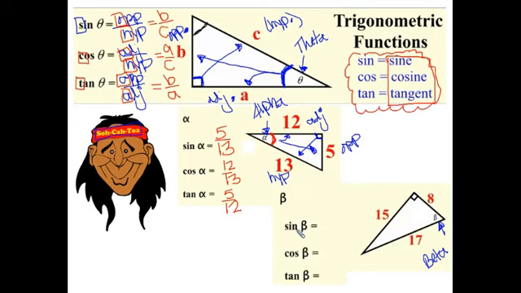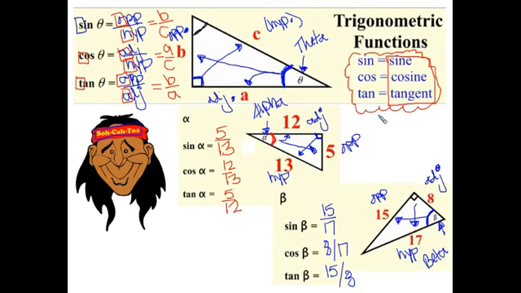Alright, last but not least, let's take a look at this one. This time we're focusing on the angle beta. So let's label our sides appropriately. 15 would be opposite. The hypotenuse is always opposite that right angle, so we can label 17 as the hypotenuse, which means 8 would be the adjacent side. So sine is opposite, which is 15, over hypotenuse of 17. Cosine is adjacent, which would be 8, over the hypotenuse of 17. And then tangent is opposite, that 15, over the adjacent side of 8.